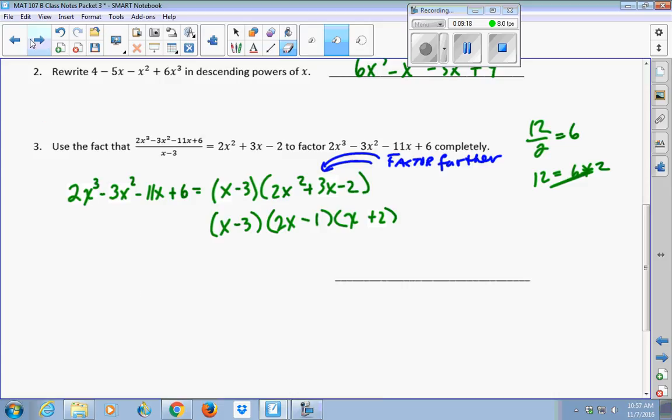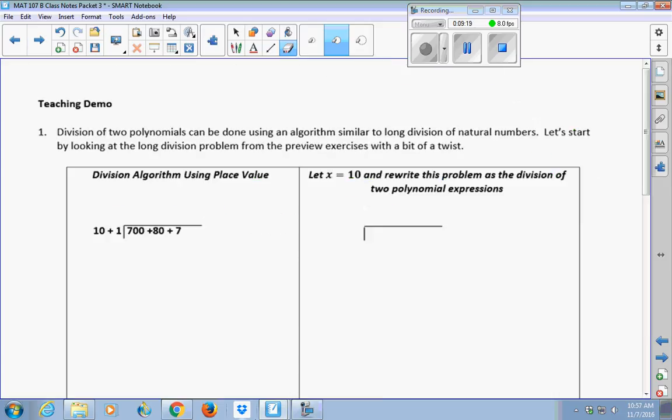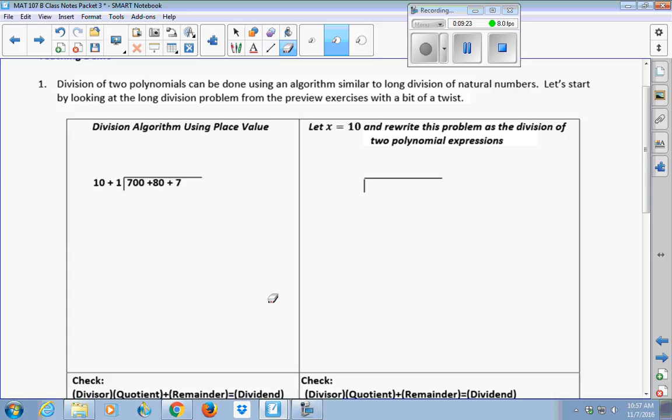All right, so let's take a look at this long division algorithm. What I want to do is show you the long division algorithm using our place values. And then I want you to see how it can turn into 2 polynomials being divided. So notice this is the problem you all just worked on in your preview exercise, except instead of calling it 11, I've called it 10 plus 1. And instead of calling it 787, I've called it 700 plus 80 plus 7.